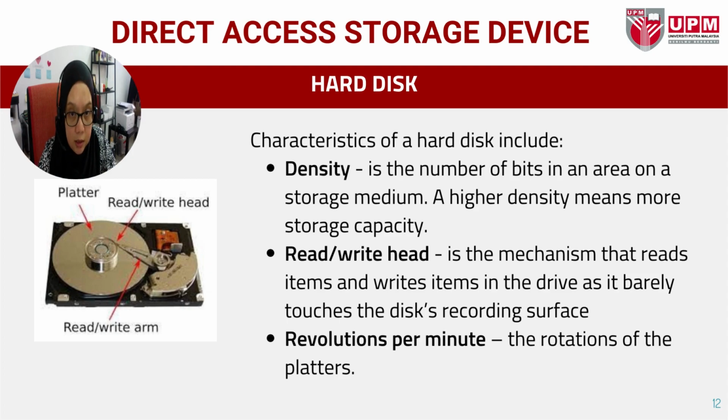Density of a hard disk is the number of bits in an area on a storage medium. A higher density means more storage capacity. The read or write head is the mechanism that reads and writes items in the drive, as it barely touches the disk recording surface. Revolutions per minute is the rotation speed of the platters.